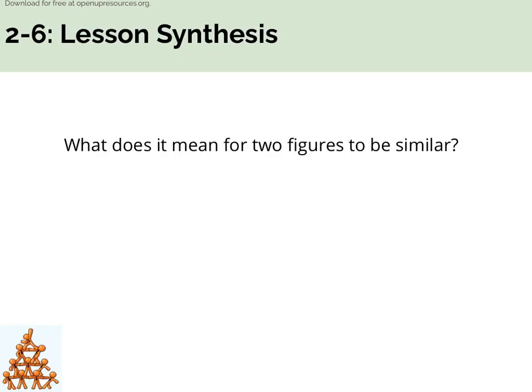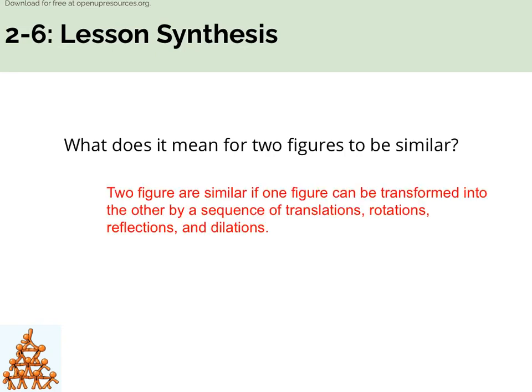So let's talk about what it means for two figures to be similar. Think about it. Pause for a second and think. What does it mean that two figures are similar? Well, two figures are similar if one figure can be transformed into the other by a sequence of translation, rotation, reflection, and dilation. So similar is where you're making it bigger and smaller. It's a scale copy. We're using a scale factor to make it so that it is similar.